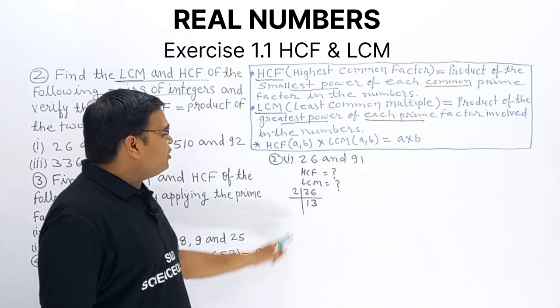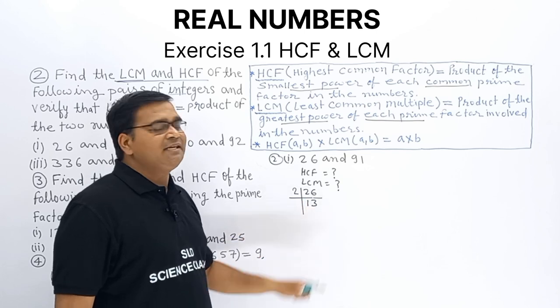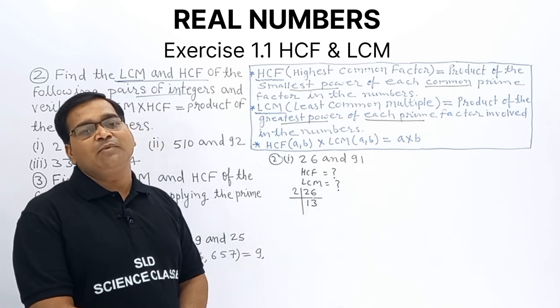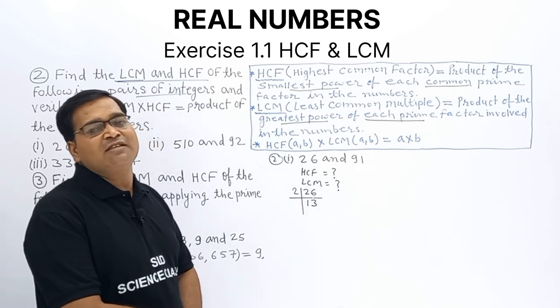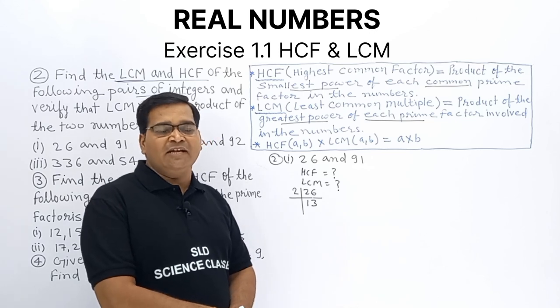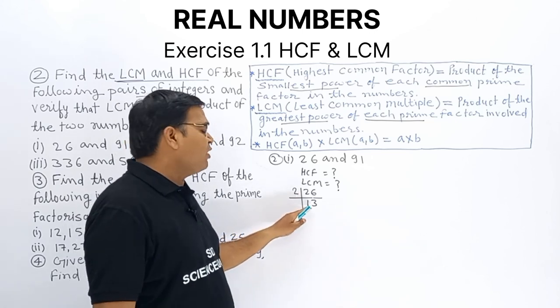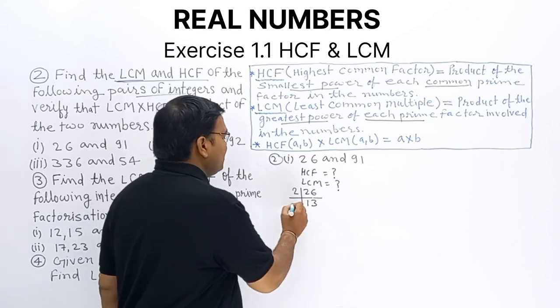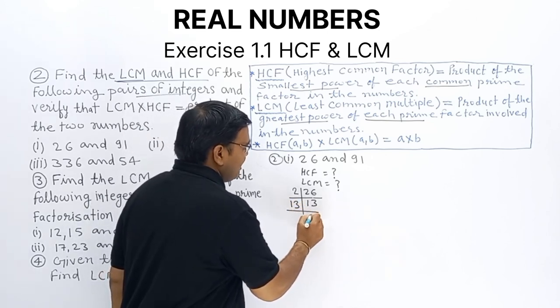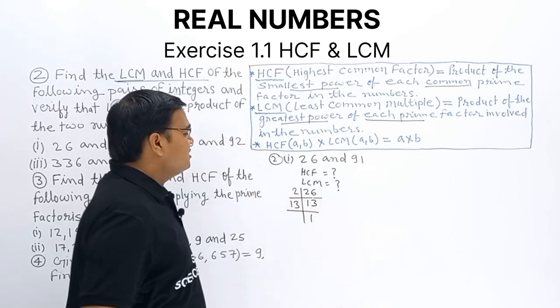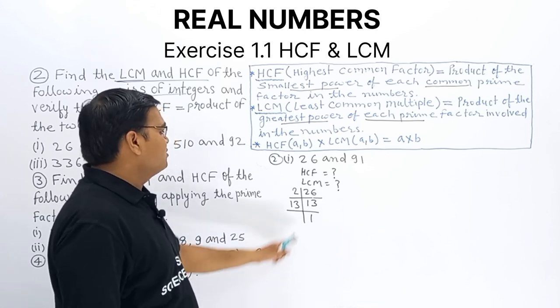After dividing we are getting 13, and 13 is a prime number. And what about prime numbers? They have only two factors, one and itself. The smallest prime number is 2, so we are using 2 there. Now 13 is prime, so it is divisible by 13 itself. So these are the prime factors we are getting.